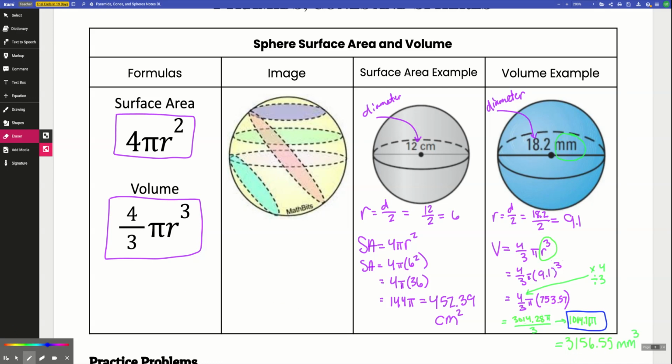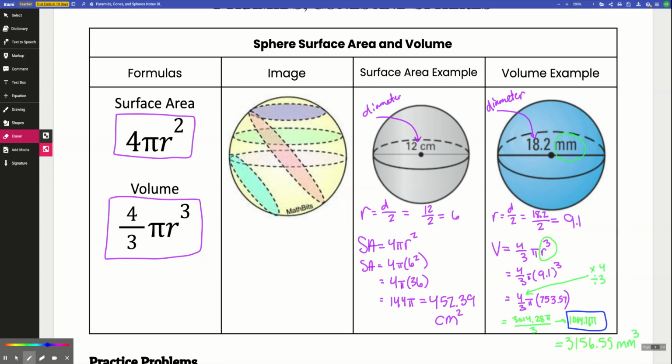All right, so my apologies for that little misstep there in the middle. But that is basically it for spheres, right? The formula for both surface area and volume is pretty simple, mostly because spheres really only have one dimension that we care about, which is the radius. So you don't have a lot of extra things that you're having to deal with.